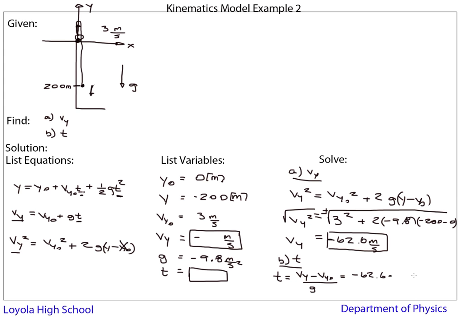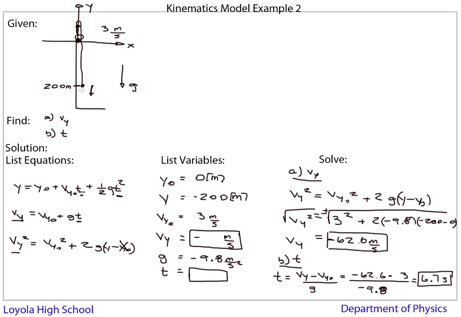So then I get negative 62.6 minus, what's Vy0? It's 3, all over negative 9.8, which I get a value of 6.7 seconds. And you can see the importance of that negative sign here, because if I didn't have that, I'd get a negative time, which would not be good. So there's the time, 6.7 seconds. It's the time for it to actually go up, stop, and come all the way back down. And at that time, the velocity is negative 62.6 meters per second, going pretty fast, because gravity acts on it for a long time.